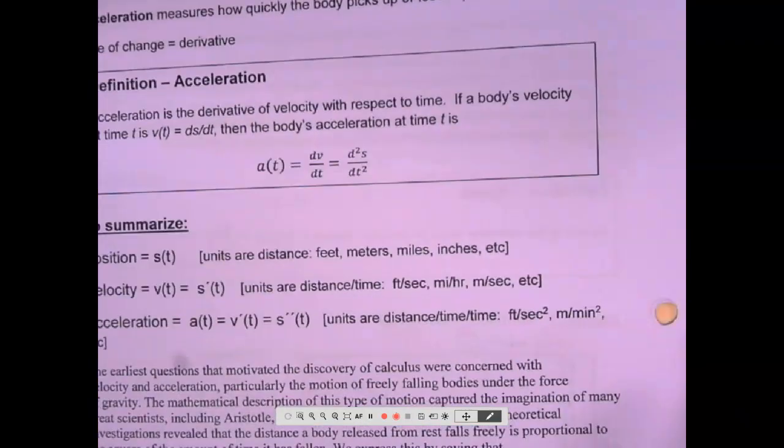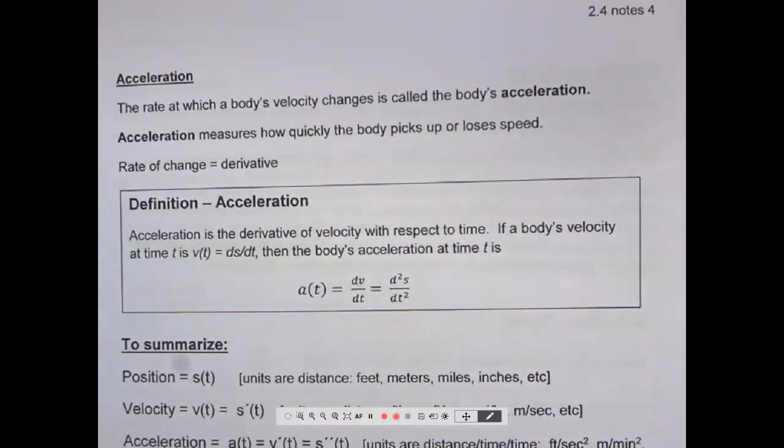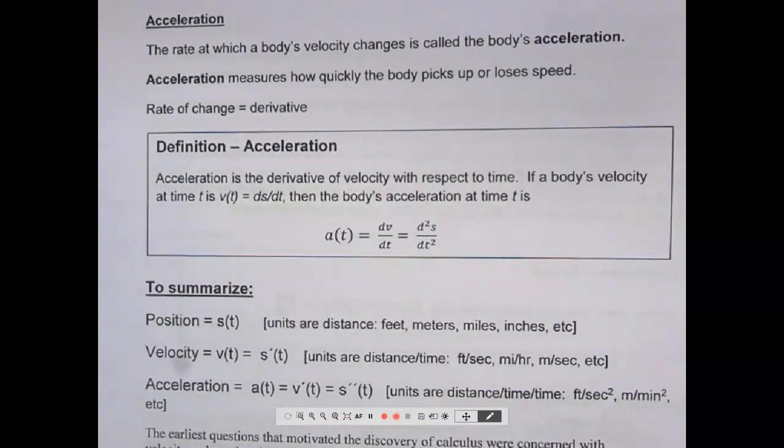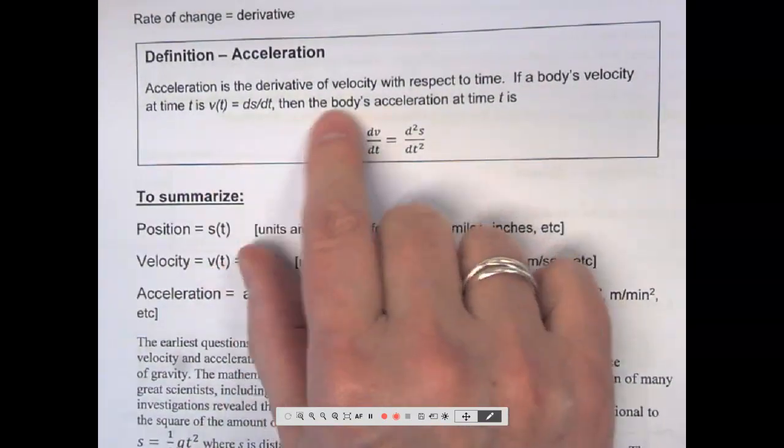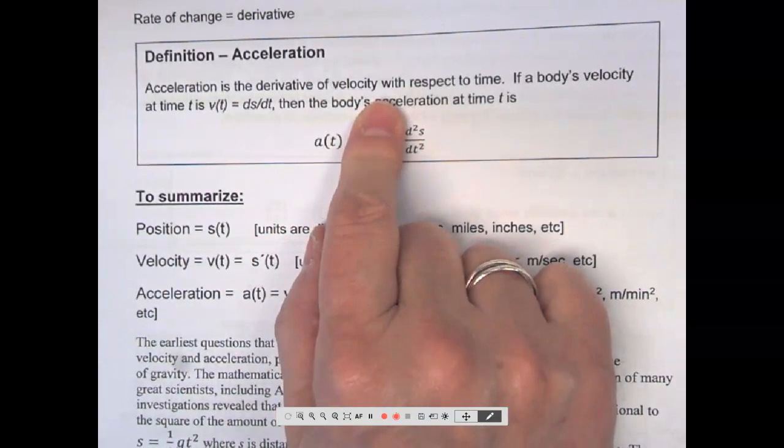All right. Okay, so acceleration then. The rate at which a body's velocity changes is called the body's acceleration. Acceleration measures how quickly the body picks up or loses speed or velocity. Rate of change means derivative, right? So our definition of acceleration is that it is the derivative of velocity.